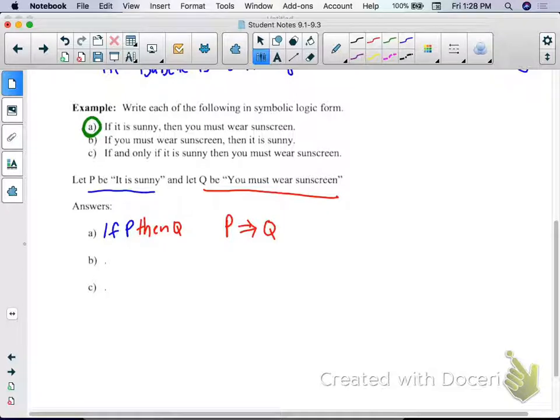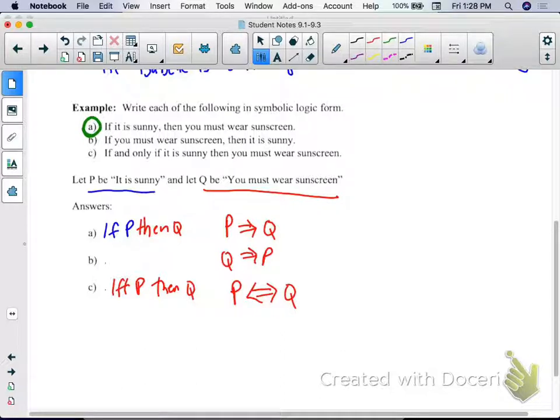So that's just going to be the other direction. I'm not going to bother rewriting it there with the colors. We're just going to flip it around. And then the last one, if and only if it is sunny, then you must wear sunscreen. So that's the same order as my first statement, but with the if and only if. So I'm not going to, again, well, I guess I can go ahead and write that out. If and only if P, then Q. So we're going to have P double arrow, Q.